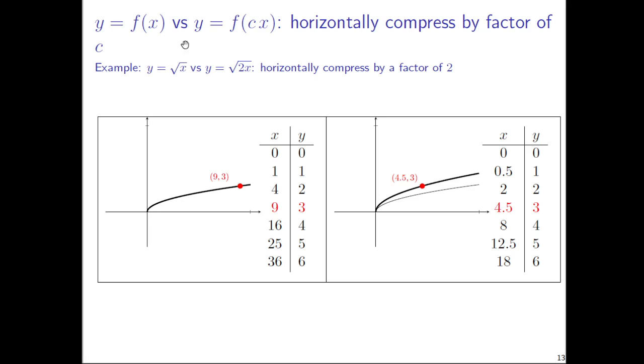Let's also take a look at y equals f of x versus y equals f of (c times x), and that's going to horizontally compress by a factor of c. So comparing y equals root x and y equals root of 2x, there's again this standard graph, and then here the new x values are all cut in half. That's because you're going to take whatever x value you have and eventually multiply by 2 to have root 2x in order to get the same y value.